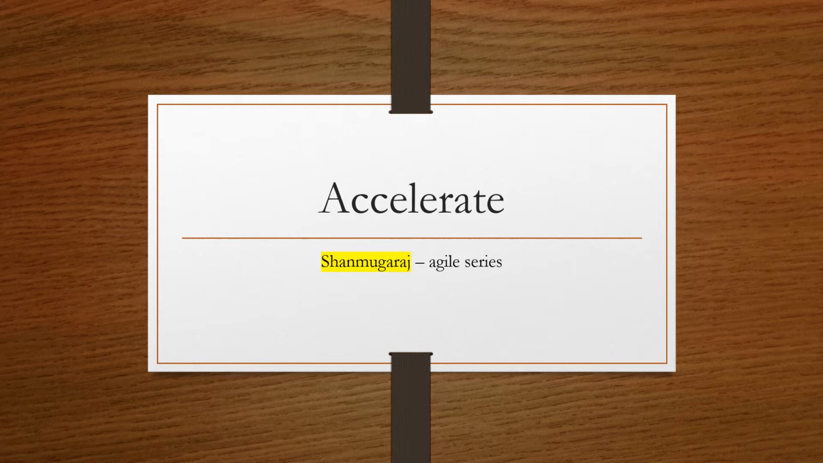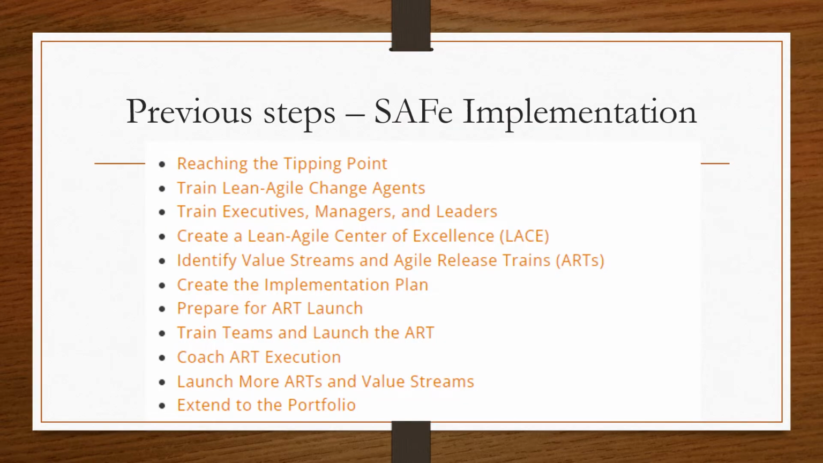Today we're going to discuss the topic Accelerate, which is the final step in the SAFe implementation roadmap. This slide talks about all the previous steps in the implementation roadmap.